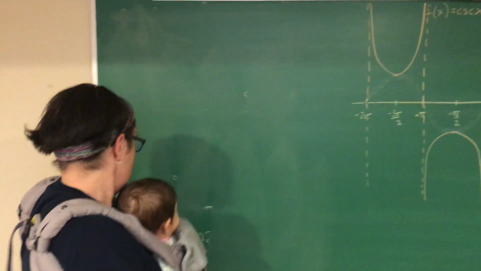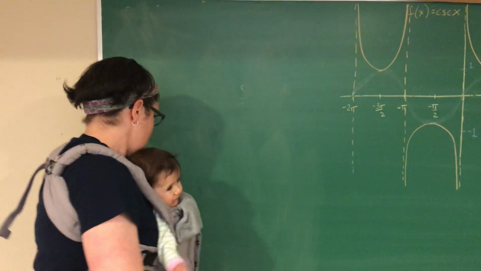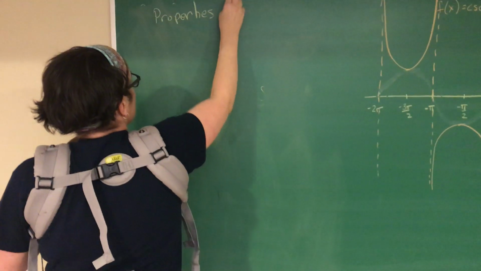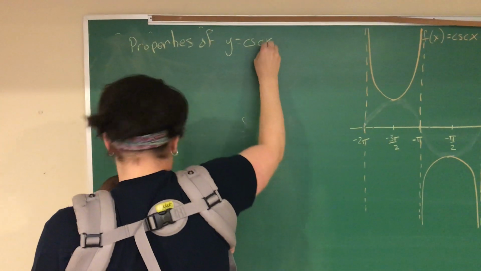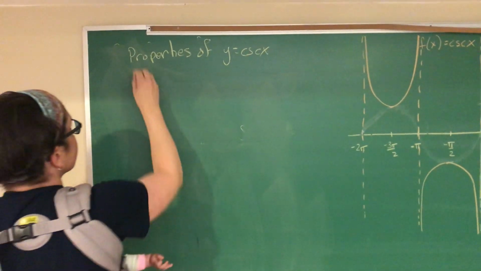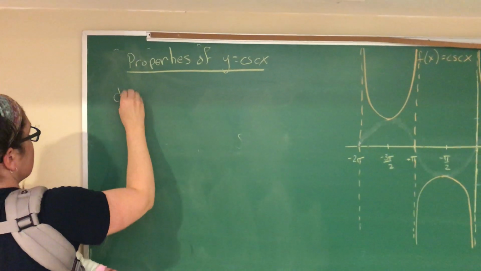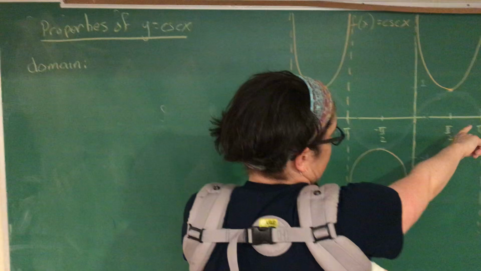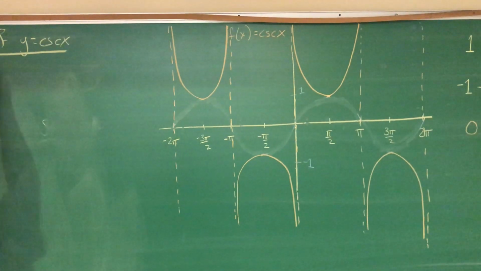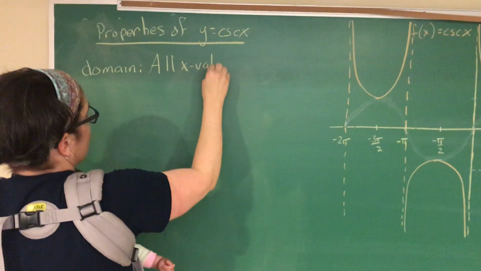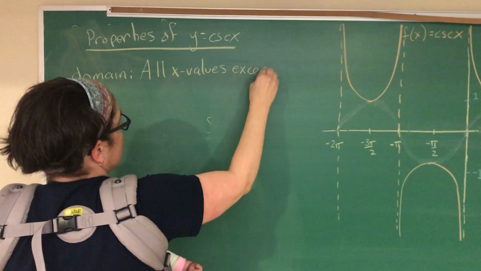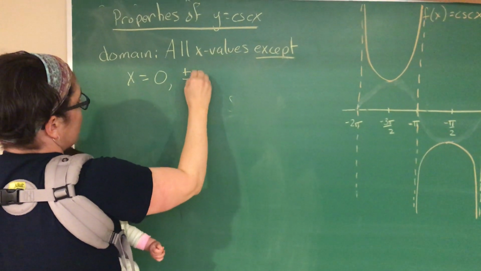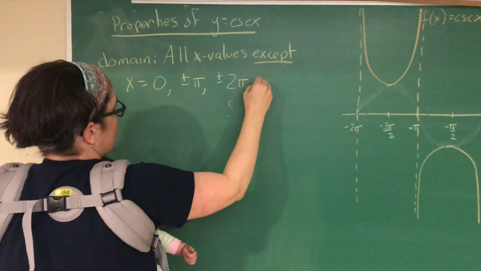All right, so properties of our cosecant function look like this. We have our domain, and our domain is every possible x value except for where the vertical asymptotes are. So all x values except x equals 0, plus or minus pi, plus or minus 2 pi, etc.